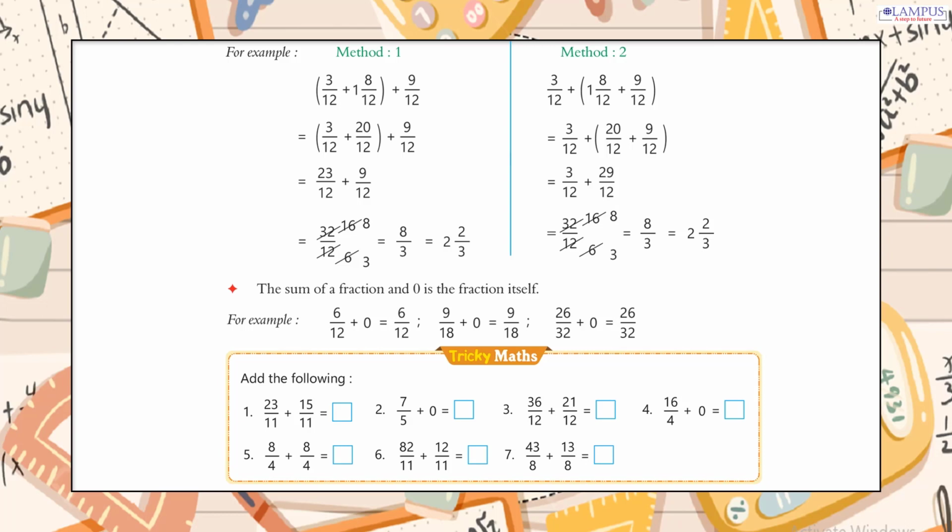Tricky maths. Add the following. 1. 23 by 11 plus 15 by 11. 2. 7 by 5 plus 0. 3. 36 by 12 plus 21 by 12. 4. 16 by 4 plus 0. 5. 8 by 4 plus 8 by 4. 6. 82 by 11 plus 12 by 11. 7. 43 by 8 plus 13 by 8.